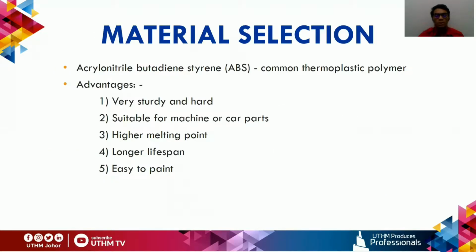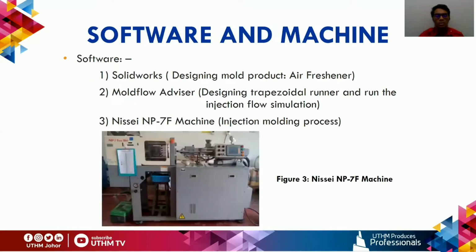For the material selection, in order to proceed with the injection molding process, we choose ABS plastic, which is acrylonitrile butadiene styrene, a common thermoplastic polymer. The advantages of using ABS are that it is very sturdy and hard, suitable for machining car parts, has a higher melting point, a longer lifespan, and is easy to paint.